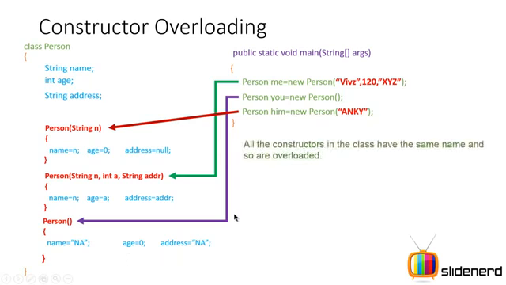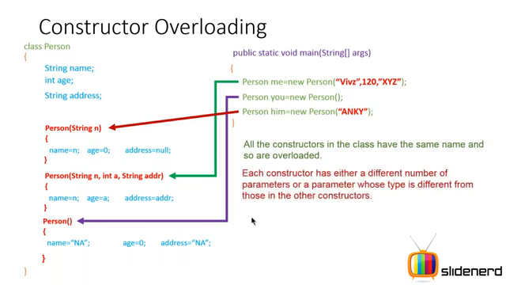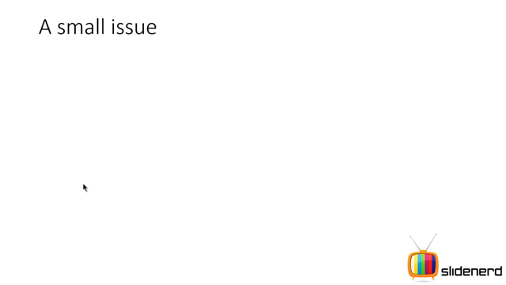So all the constructors in the class that you want to overload must have the same name, but what differs is either the number of parameters or the type of a parameter. For example, you can have two constructors with one parameter each, but the first one may be an int, the second one may be a double, and that is how you distinguish between things in Java as far as constructor overloading is concerned. Now when you overload constructors, there is a small issue. Let's talk about that. There is a class person just like before.